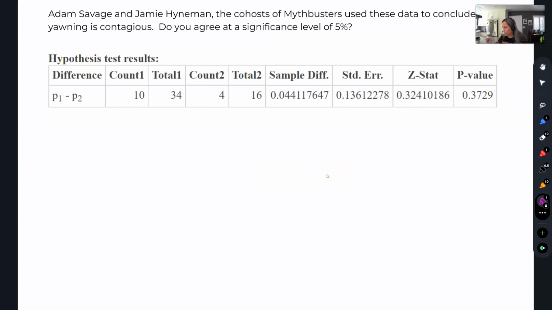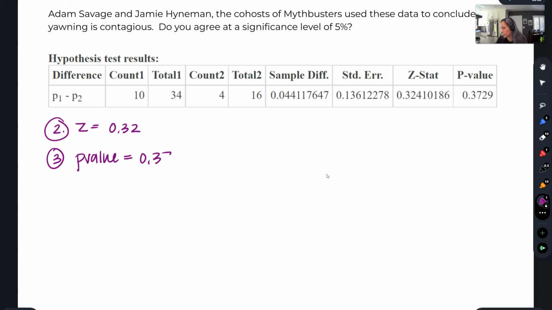So we've done step one. We already wrote down our hypotheses. Step two, we're going to say z is equal to 0.32. Already alarm bells should be going off. I don't like writing z-stat because that doesn't really mean anything. That's like a StatCrunch word. So z is equal to 0.32. We know that's not impressive. That's not unusual. And then to hammer that point home, we get a p-value of 0.3729, almost a 40% chance of that happening if there were no difference. And so, oof, not looking good for us here.